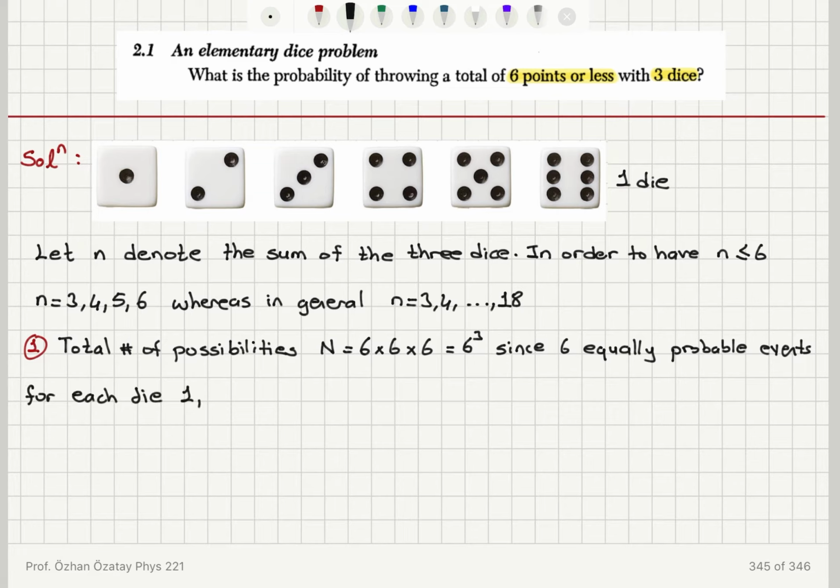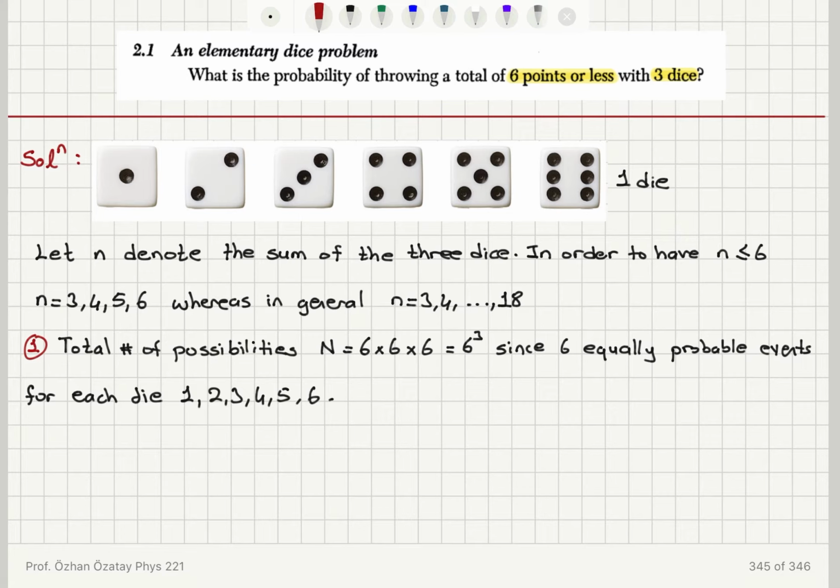1, 2, 3, 4, 5, and 6. So these are the possible outcomes. So for one die we can have 6 possible outcomes. For the other die, let's say that the first die has landed on 1, the second one has 6 possibilities. So corresponding to 1 in the first die, 6 in the second one, and 2 and 6 possibilities, 3 in the first die and 6 possibilities in the second die, etc. So you get 6 squared, and for 3 dice you have 6 to the power 3.